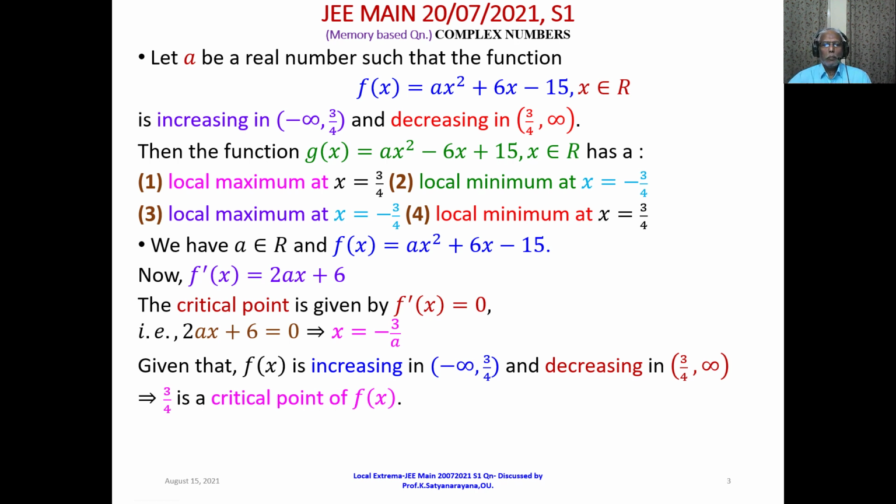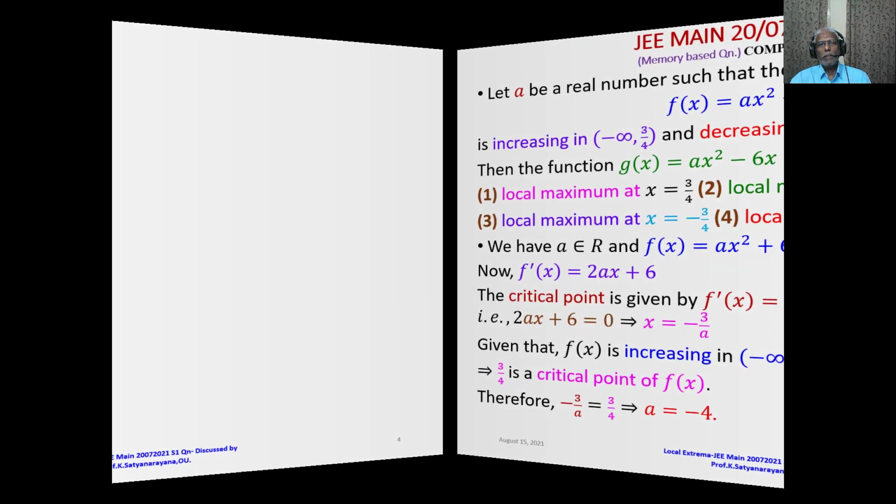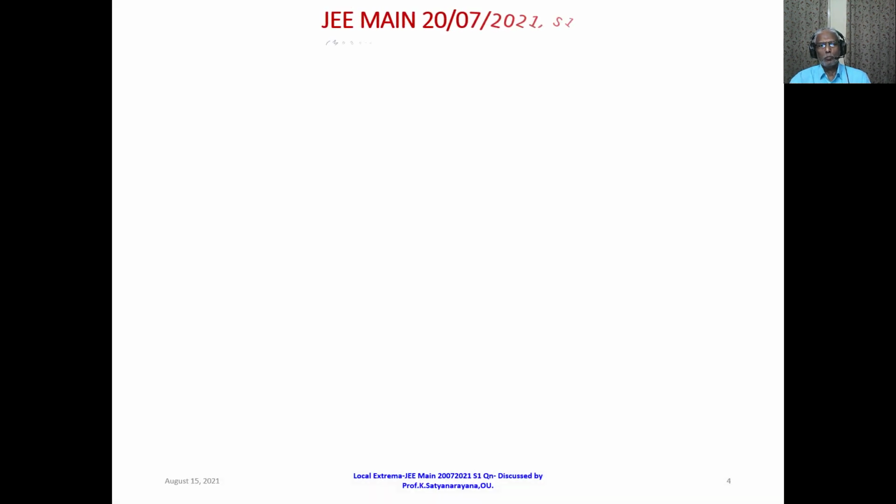Therefore, minus 3 by a must be equal to 3 by 4. This implies a is equal to minus 4. Using this value of a is equal to minus 4, we have to go to the function g of x, ax square minus 6x plus 15, and discuss its local maximum and local minimum. We continue in the next slide.